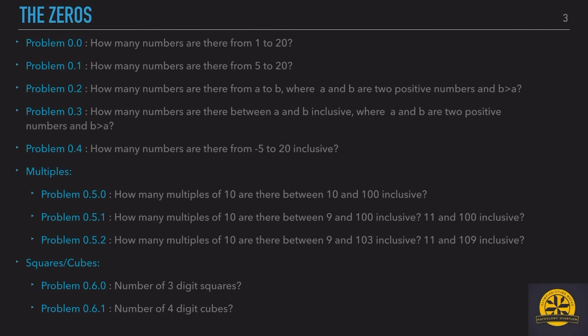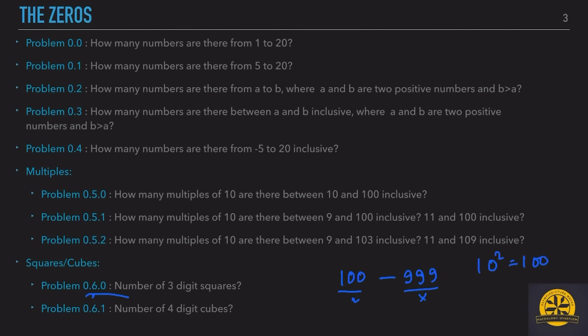What about problem 0.6.0? We are asked to find the number of 3-digit squares. So 3 digits, we know from 100 to 999. Well, 100 is a perfect square. 999 is not. So we need to find the previous square which is less than 999. I guess we need some hit and trial over here.